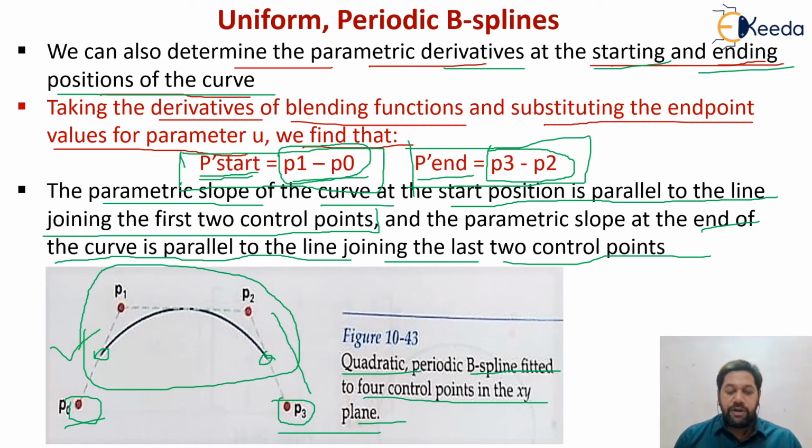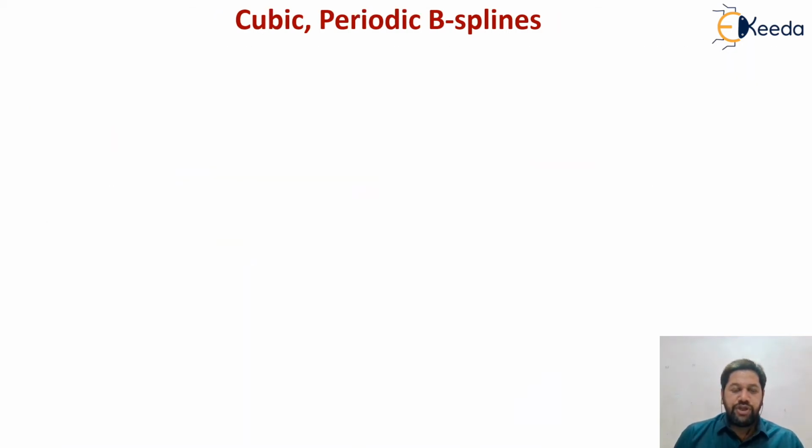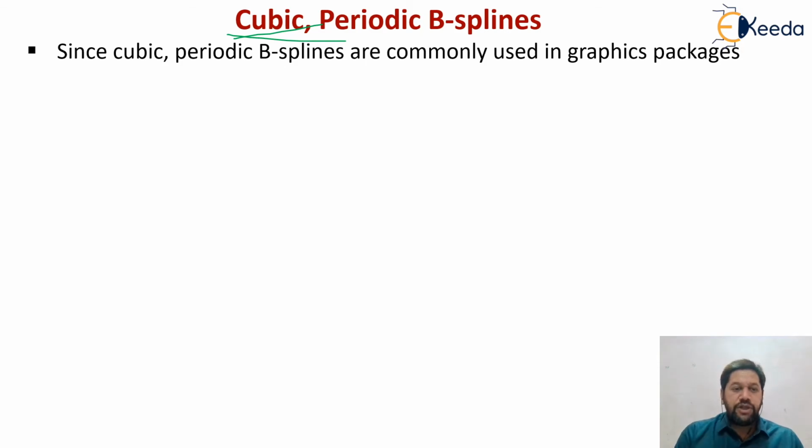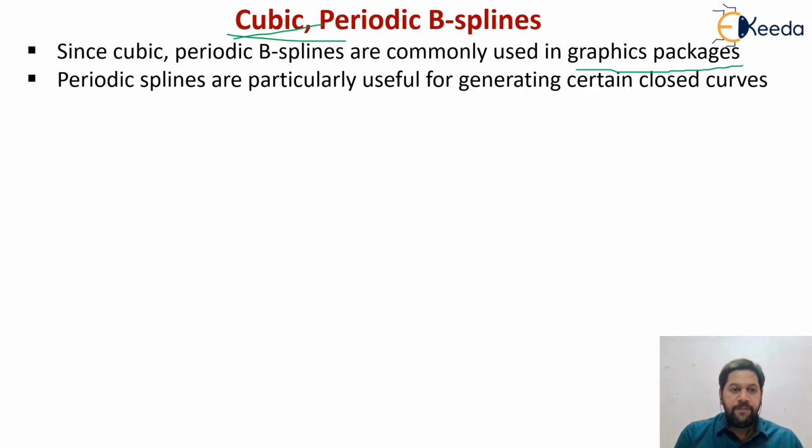Okay, so let us continue our discussion to understand whether it is possible for me to have a closed B-spline curve. Can I achieve the closed B-spline curve here? Let us move to the next slide. So now it is a cubic, not uniform, but cubic periodic B-spline curve. Cubic periodic B-spline curves are commonly used in graphics packages, and periodic splines are particularly useful for generating certain closed curves. My aim now is to generate the closed cubic spline curve.